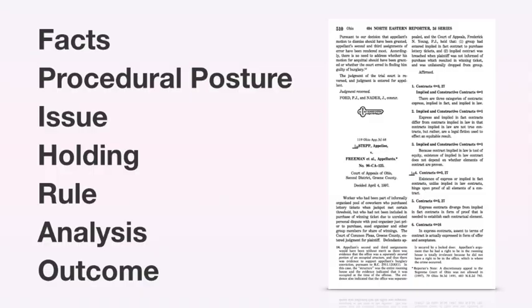And finally, the outcome. The outcome differs from the holding. The holding answers the question posed by the issue. The outcome tells us who won, judgment for the seller or judgment for the buyer. So to wrap it up, when you brief a case, you're going through the process of identifying these elements in the judicial opinion that you're reading.